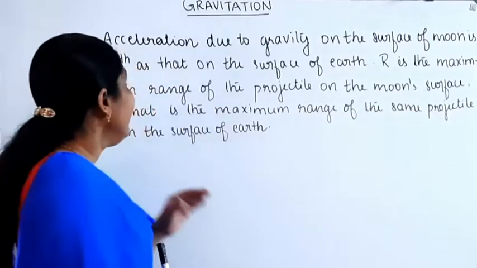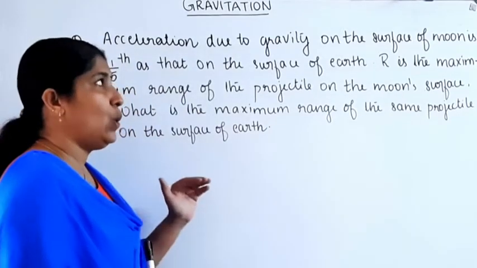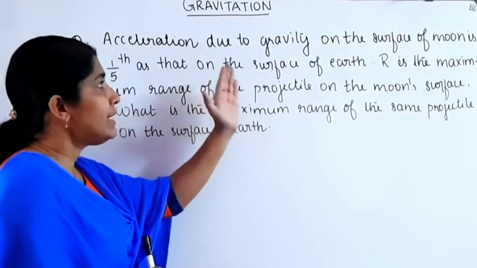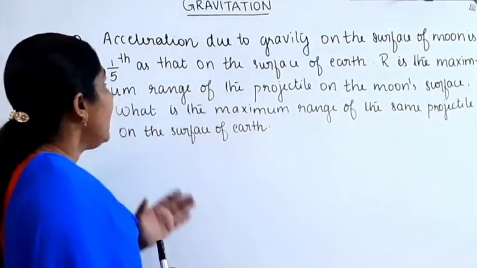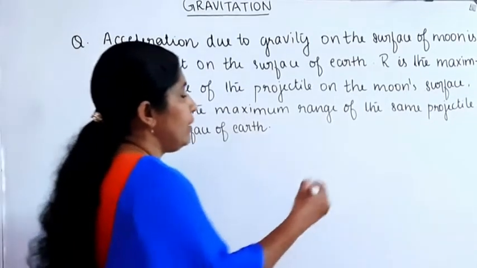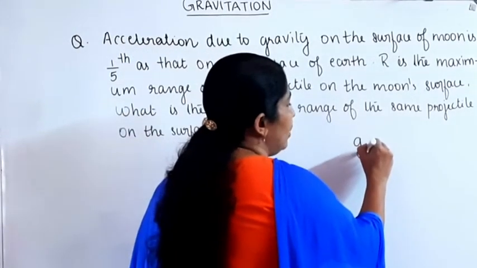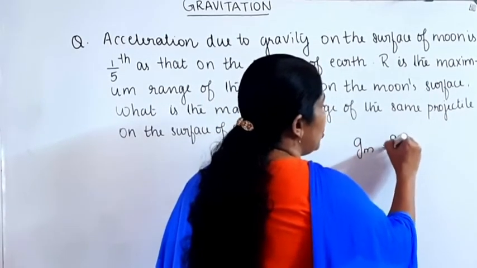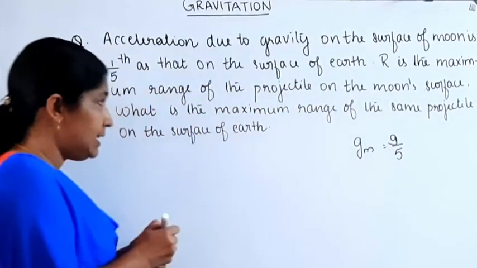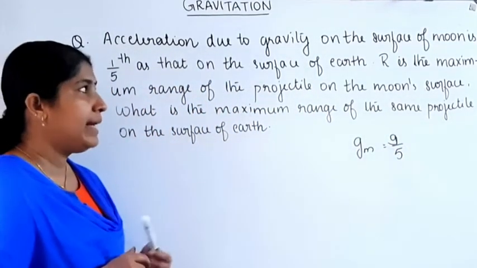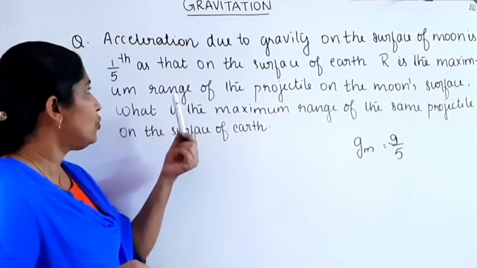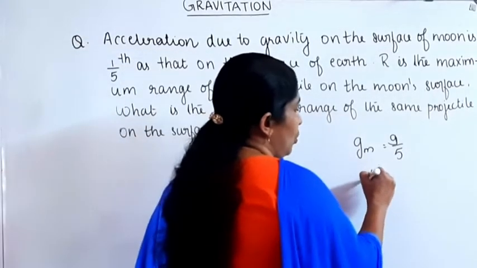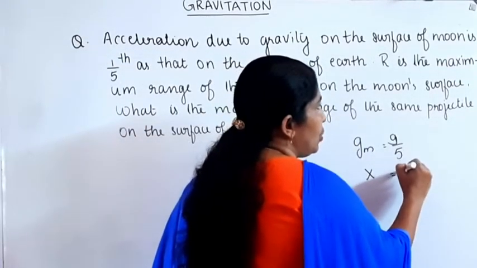Our first question: acceleration due to gravity on the surface of the moon is 1 by 5th that on the surface of the earth. That is, g moon is equal to g divided by 5. Capital R is the maximum range of the projectile on the moon surface. Capital R is the range.